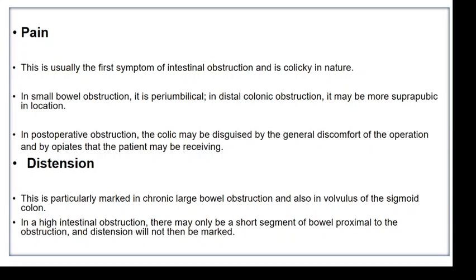In postoperative obstruction, the colic may be obscured by the general discomfort of the operation and by opiates that have usually been given to the patient postoperatively to reduce the pain. So the pain might be vague and modulated by pain at the site of the surgery or by narcotic analgesia. Distension is a particularly marked symptom and sign in large bowel obstruction, and as the obstruction gets higher, the distension becomes less and less.